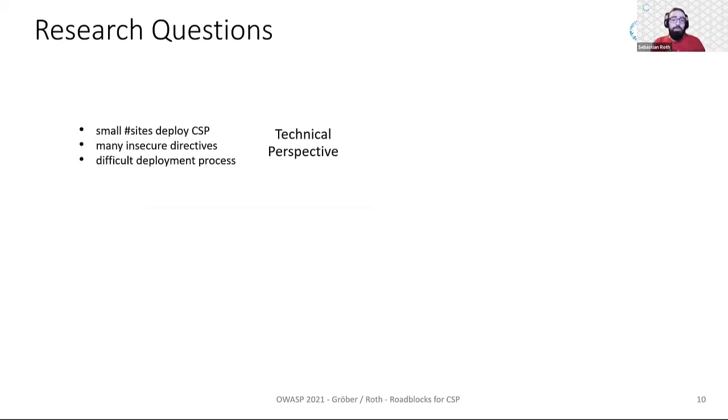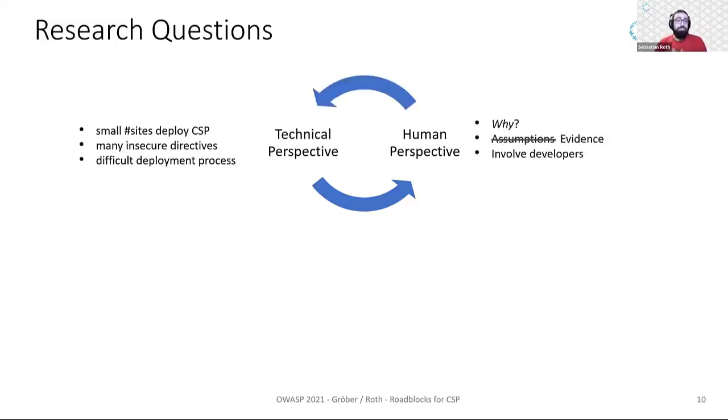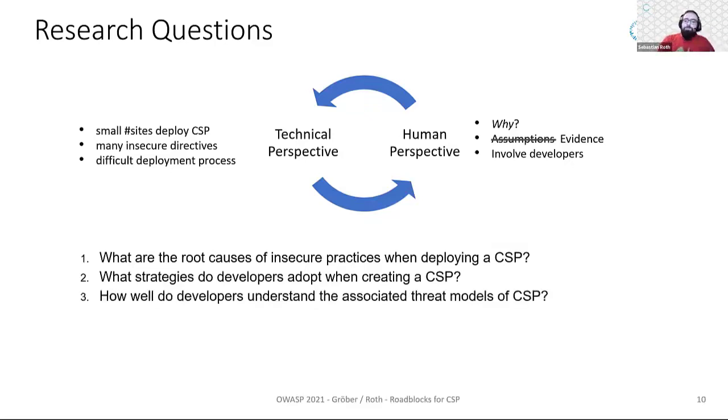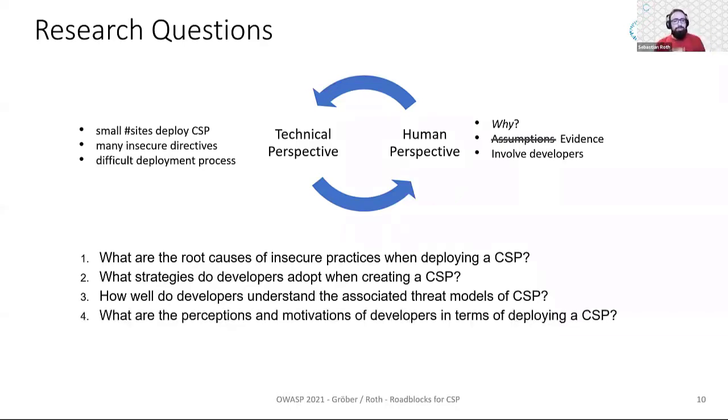In our recent work, however, we want to go beyond this educated guess based on technical observations. We want to understand the human as core part of that technical system, such that we can promote changes on APIs or mechanisms based on evidence and not based on assumptions. Therefore, we want to find out what are the root causes of insecure practices when deploying a CSP. What strategies do developers adopt when creating a CSP? How well do developers understand the associated threat model? And what perceptions and motivations do developers have when dealing with CSP?